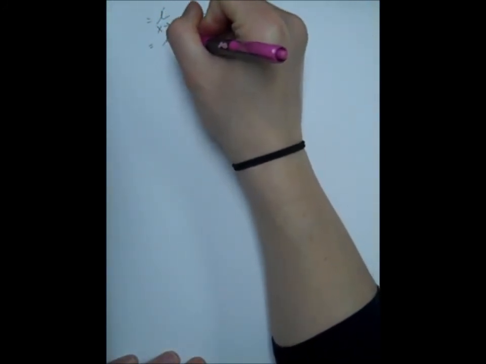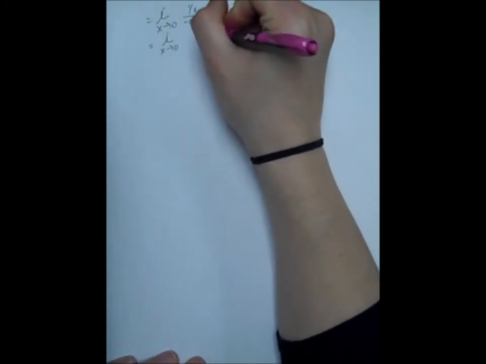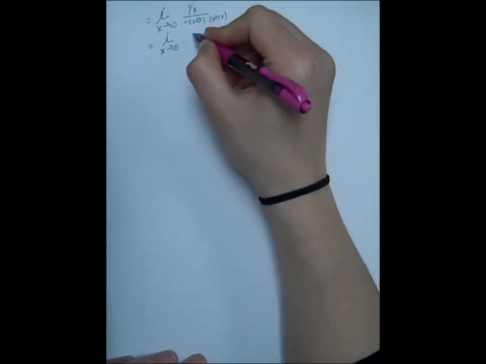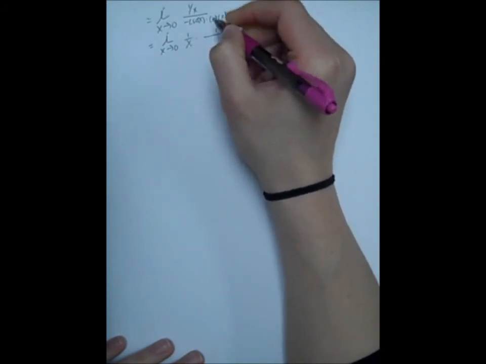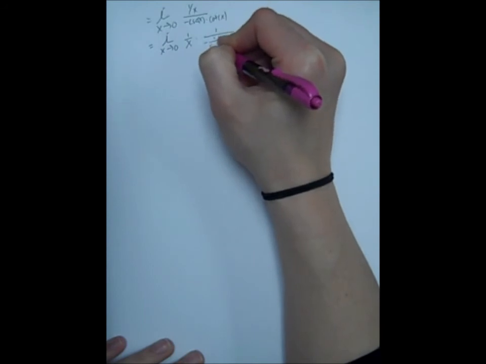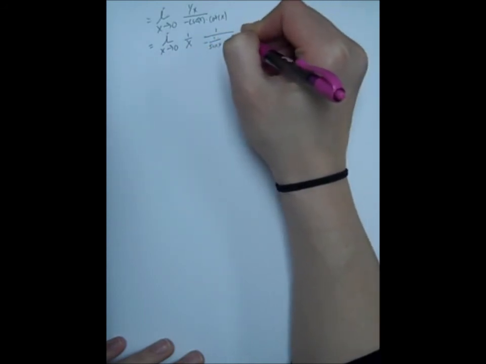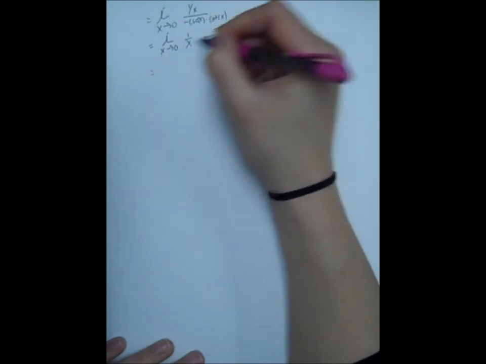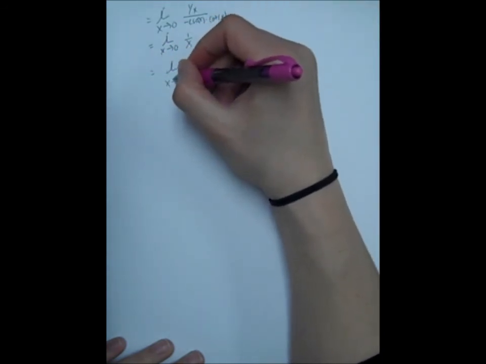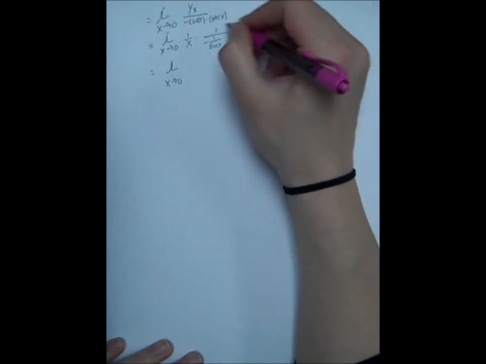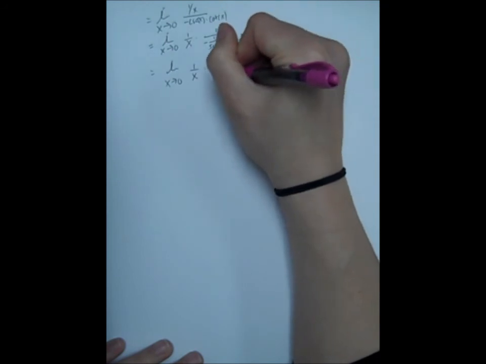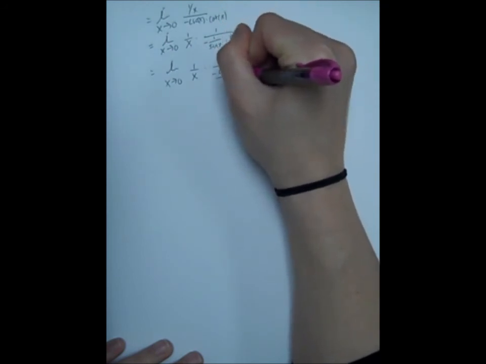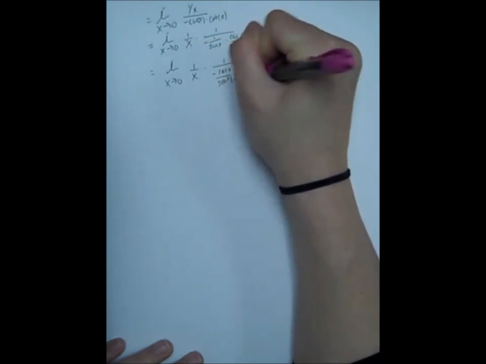Now what is negative cosecant cotangent? Bring my 1 over x out. Negative cosecant is going to be negative 1 over sine. Cotangent is cosine x over sine x. So all we're doing is really moving stuff around right now. If I simplify this, this is going to be 1 over x times 1 over negative cosine x over sine squared x.